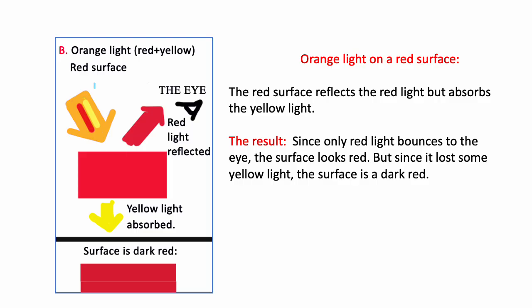In this case, we have orange light hitting a red surface. The red surface reflects the red light to our eye and absorbs the yellow light. Since only pure red is bouncing up to our eye, the surface looks a saturated red, but it's dark because it lost some of the yellow light.